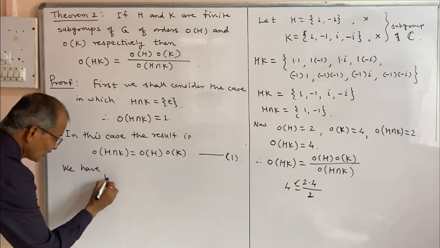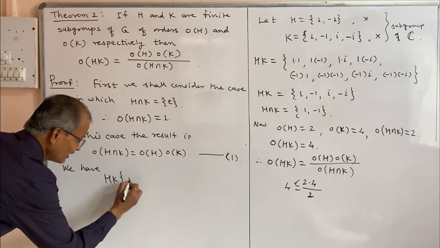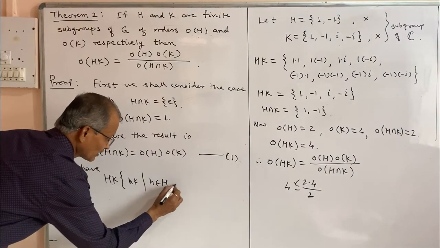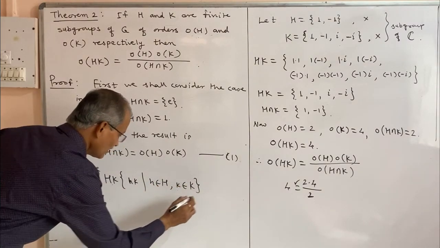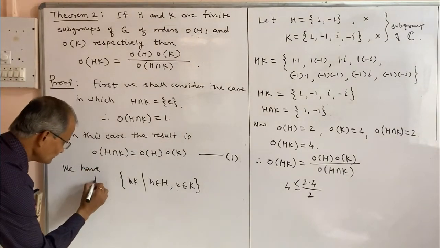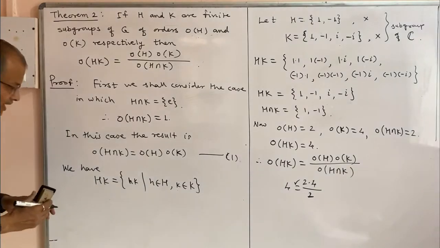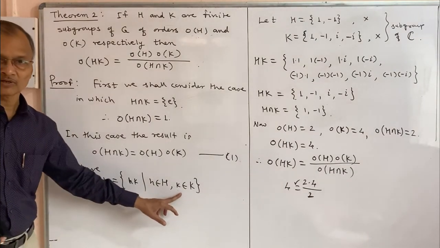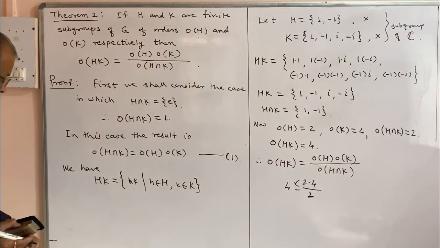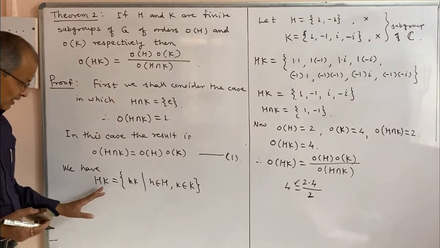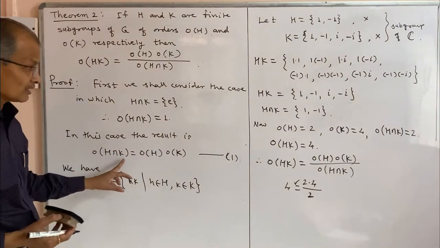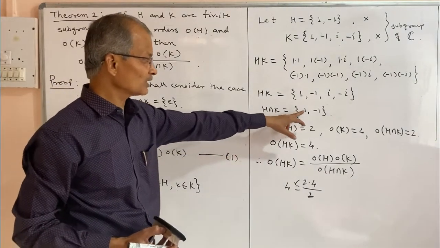We have HK equal to the set of elements hk, such that h belongs to H, k belongs to K. Every element of HK is of the form hk. So HK is the set {hk : h belongs to H, k belongs to K}. In that way we have formed this, or earlier we have defined this. Now this result does not hold here because the intersection contains two elements.